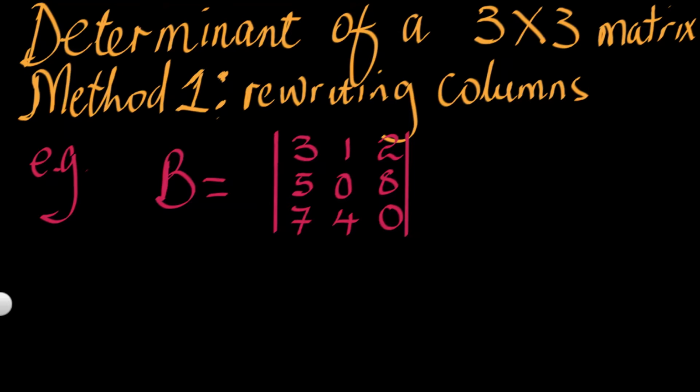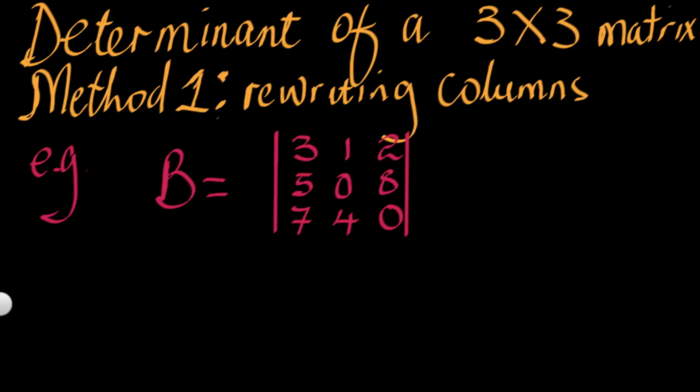In this video, I will explain how you can evaluate the determinant of a 3 by 3 matrix. We have two methods that I'll explain, but I'll start with method 1, which involves rewriting columns. So we had a matrix called B, and we can find the determinant of matrix B.